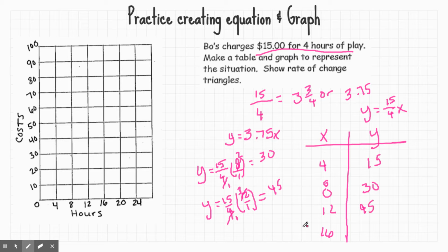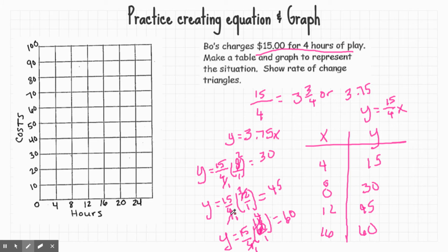And then for my last one, it's going to be 16. So y equals 15 over 4 times 16. Then put that over 1. Cross reduce. 4 goes into it 4 times. 15 times 4 is going to be 60.